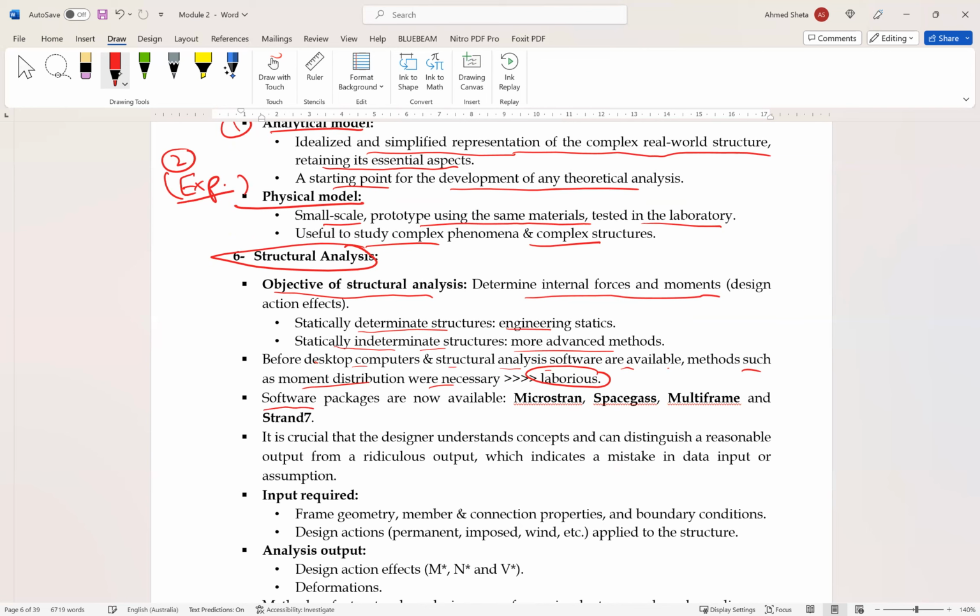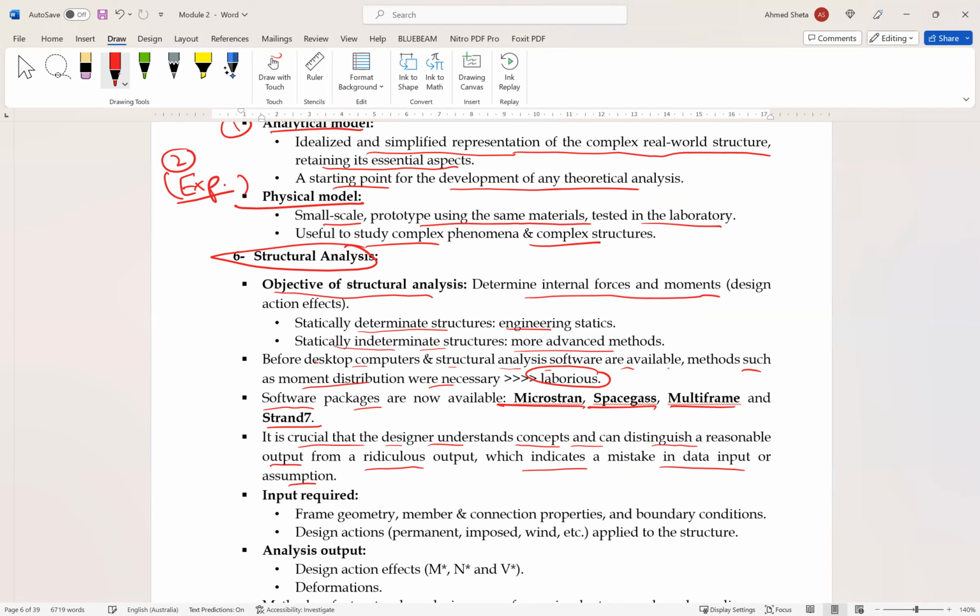Now we have software packages like MicroStran, SpaceGass, Multiframe, Strand7, and so on. So you can use them to do a structural analysis and calculate the loads on the structure. It's crucial that the designer understands the concepts and can distinguish a reasonable output from a ridiculous output, which indicates mistakes in the data and assumptions.